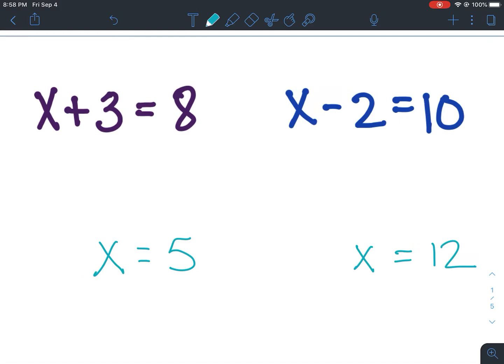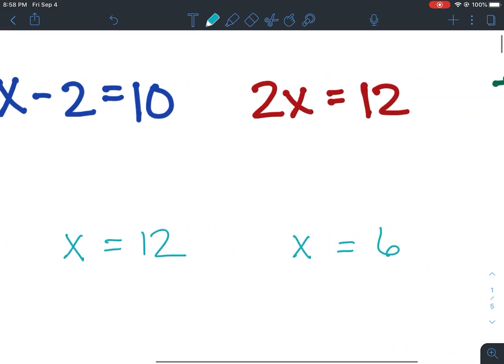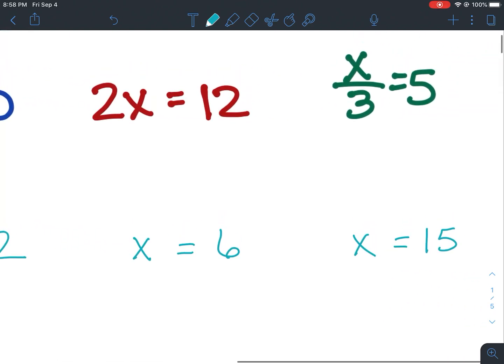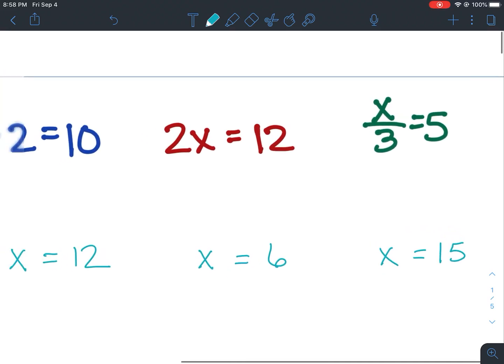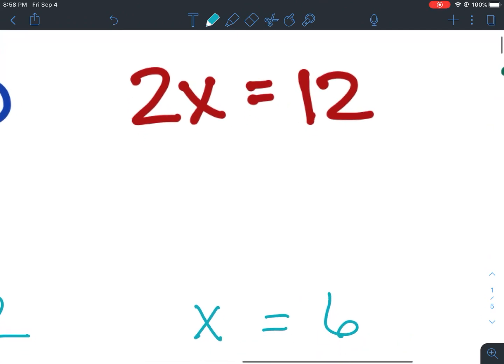The solution to the first problem is 5. To the second problem is 12. The solution to the next problem is 6. And the solution to the last problem is 15. So by solving, you find the solution. Again, the solution is the value of the variable that makes the equation true. If I said that x was 3, then that would not be true. Therefore, 3 is not a solution to this equation.